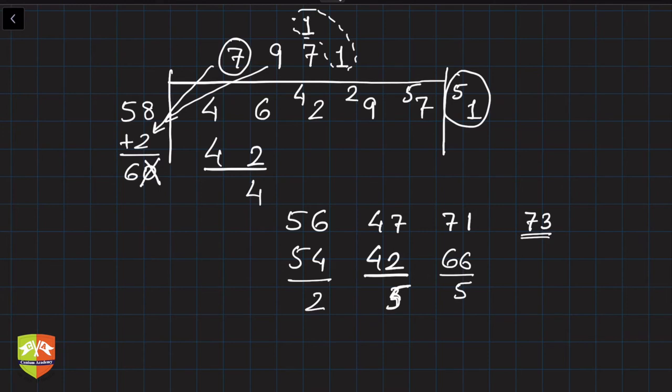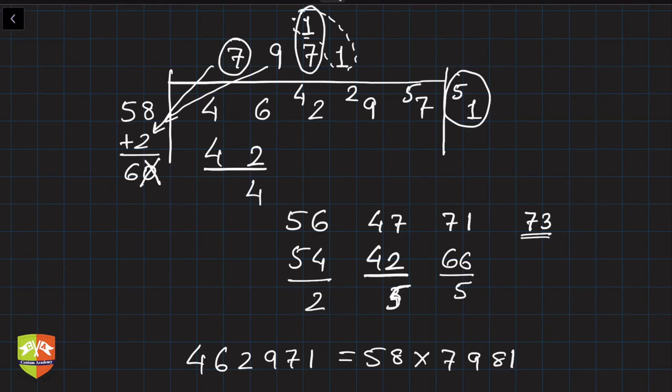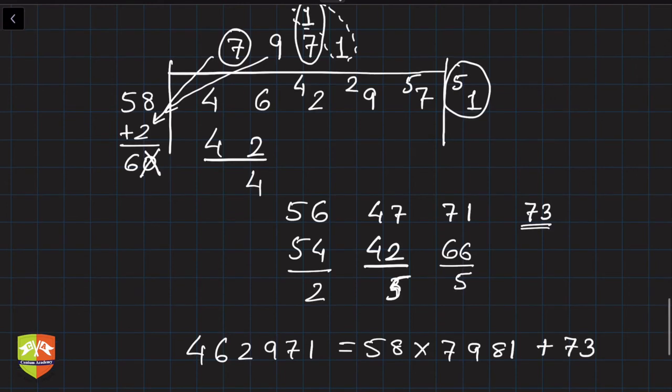You will say that 462971 is equal to 58 times 7981. Why 8? Because this 1 plus 7 will become 8. Right? 7981 plus 73. This is the division process.